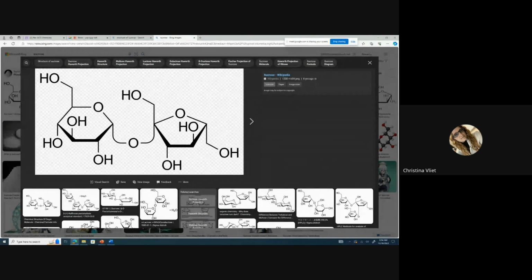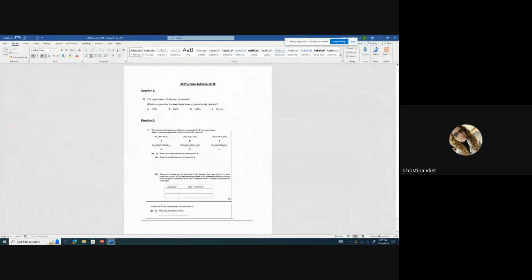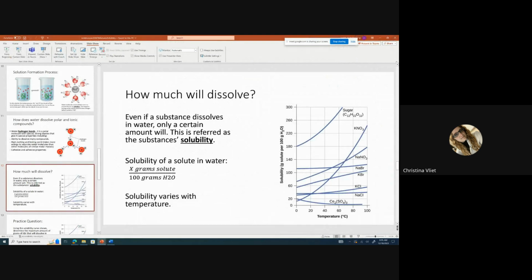What do you notice going on here? There's a lot of HOs, or OHs. What is that in your molecular forces? Hydrogen bonding. It's got a whole lot of hydrogen bonding going on. So it is very easy for water to surround sugar, which is why so much of it dissolves in water. It's because it's super polar. And so there is an explanation to why sugar is so soluble.